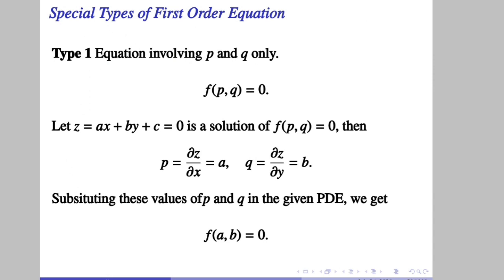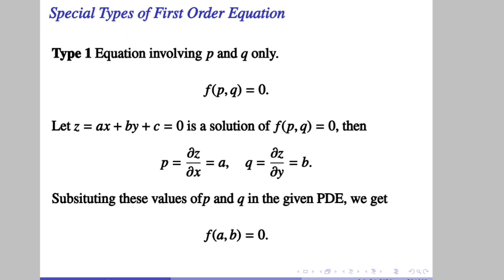Next, there are the special types of first order equations. The first type is the equation involving p and q only: f of p comma q is equal to 0. Let z is equal to ax plus by plus c is equal to 0 be a solution of f of p comma q is equal to 0. Then p is equal to dou z by dou x equal to a, q is equal to dou z by dou y is equal to b.